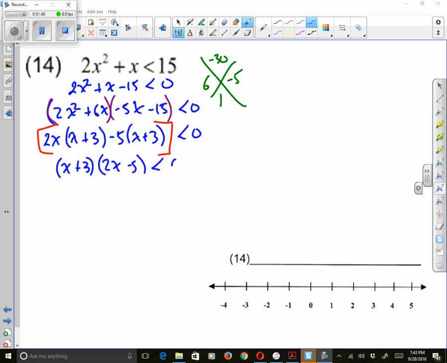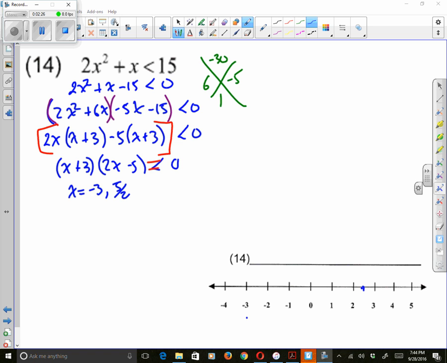If I were solving this now, if I set this equal to 0, then I know I have x-intercepts at x equals negative 3 and 5 halves. So my partitions, or what separates these, is something here at negative 3 and 5 halves. I'm going to put a little mark there at 2.5 so that we know that's what we're looking for.